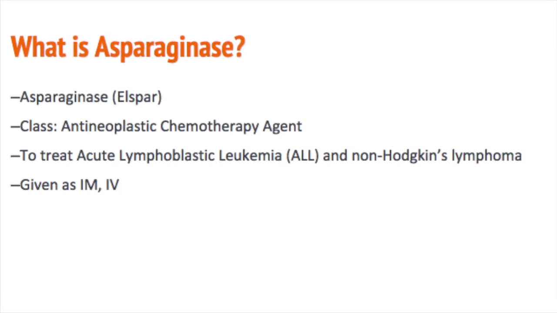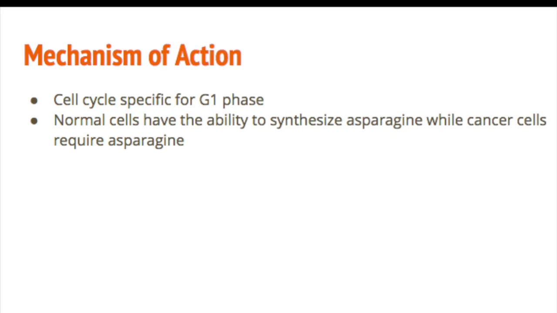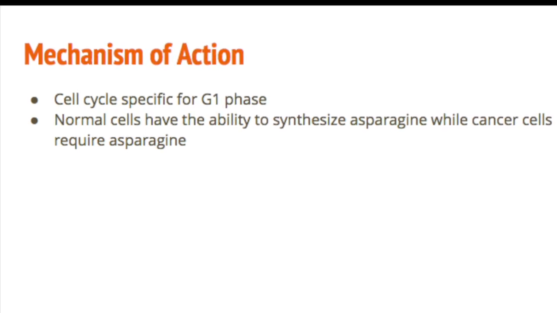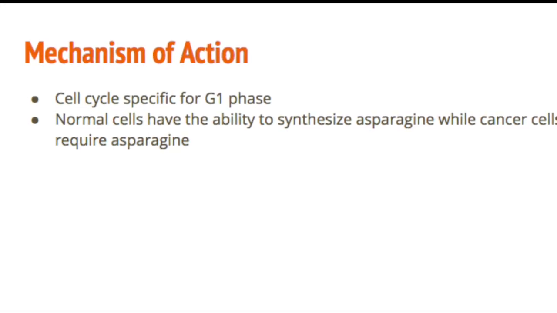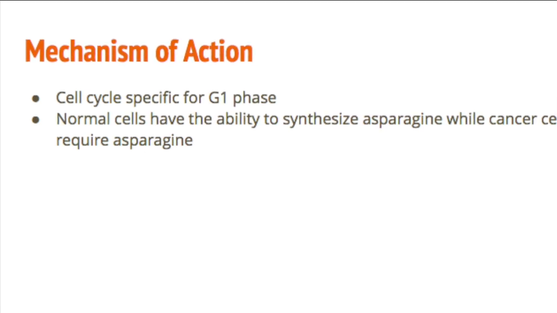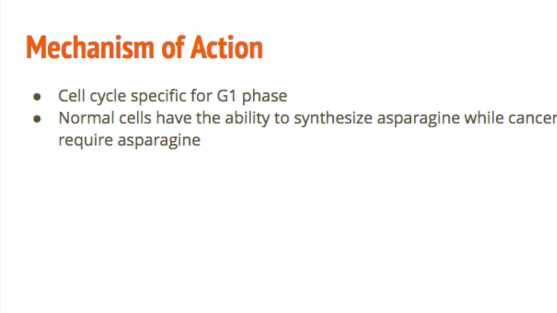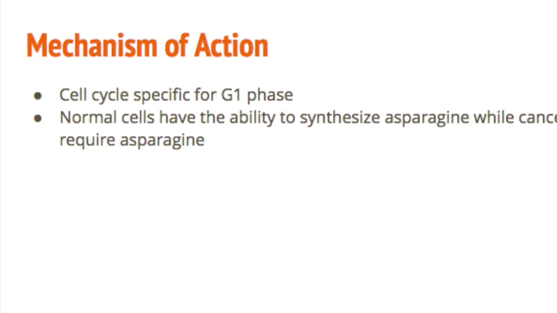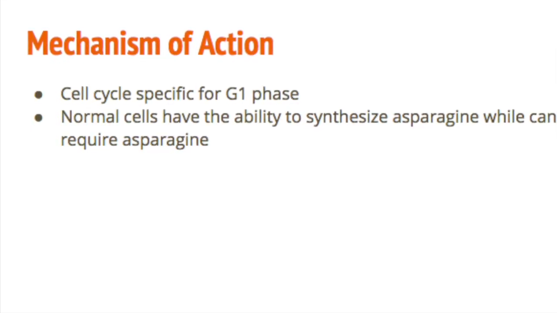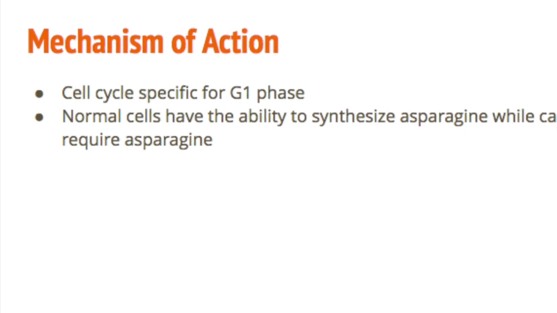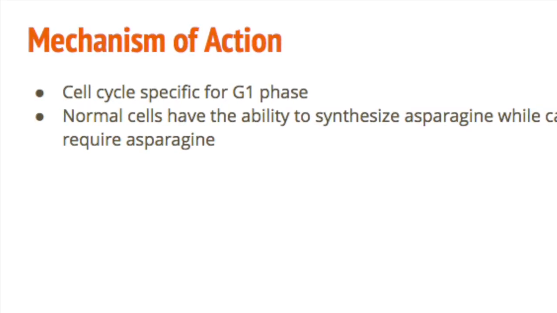So what is the mechanism of action? It's cell cycle specific for the G1 phase. Normal cells have the ability to synthesize asparagine, while cancer cells require asparagine. In leukemic cells, asparaginase hydrolyzes L-asparagine to ammonia and L-aspartic acid, which leads to asparagine depletion.